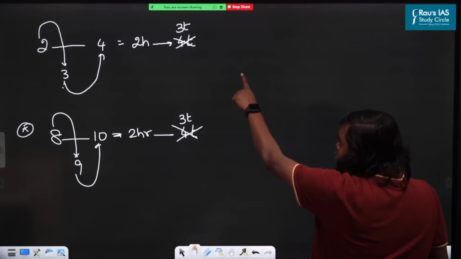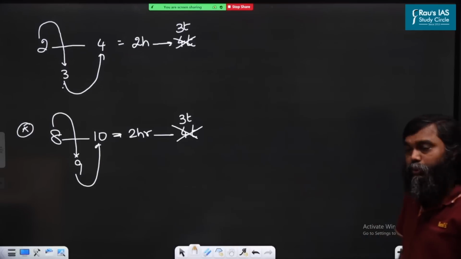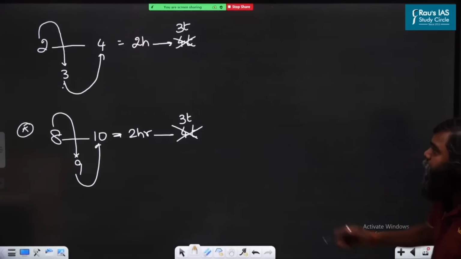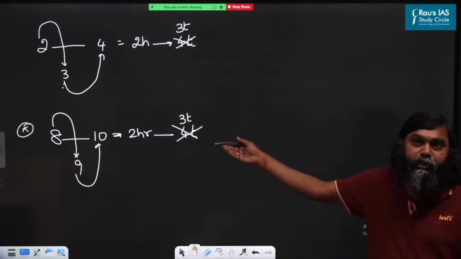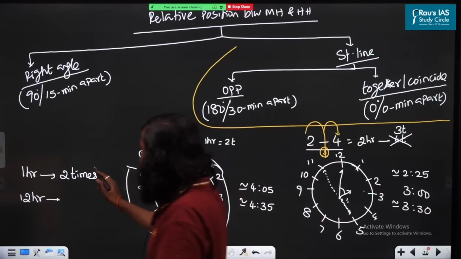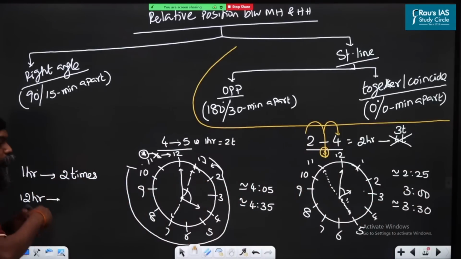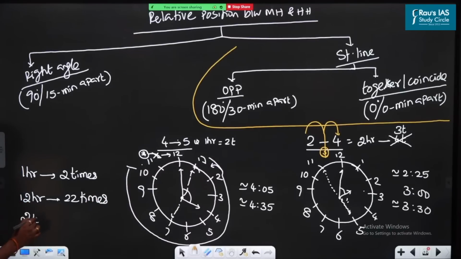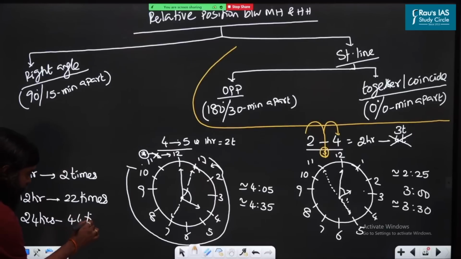So here 1 time decreased. Here 1 time decreased. Total how many times decreased? 2 times decreased. That means in 1 hour 2 times, in 12 hours we expect 24 times, but 2 times decreased. Actually, how many times? 22 times in 12 hours. That means for 2 times 12 hours, that means how many times? 44 times. All are understood, boss?